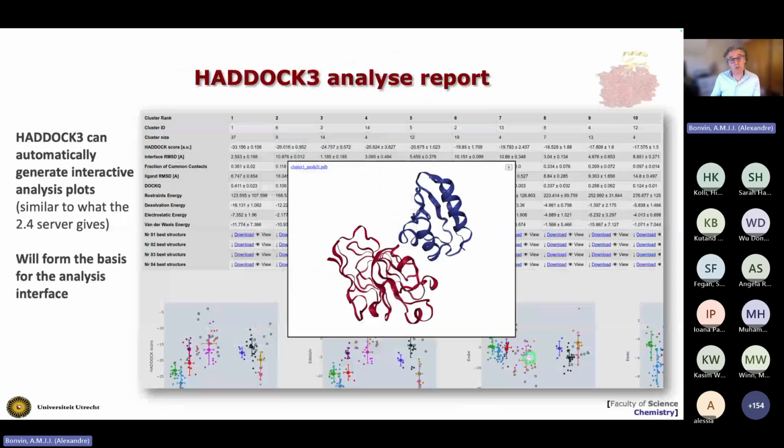What we also added to HADDOCK 3 is basically a graphical analysis of the results. So it's providing HTML tables that present you the same information that the server is giving you. Before, if you were running a local version of HADDOCK, you had to do a lot of manual work to analyze the data. The server was doing that for you and presenting you the results in a web page. Now, when you run HADDOCK 3 command line, you get the same output as the server, basically, and you have this interactive graph where you can zoom in, zoom out, turn on cluster, turn off cluster.